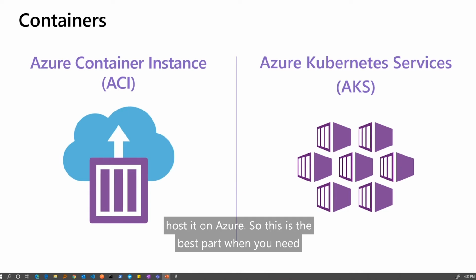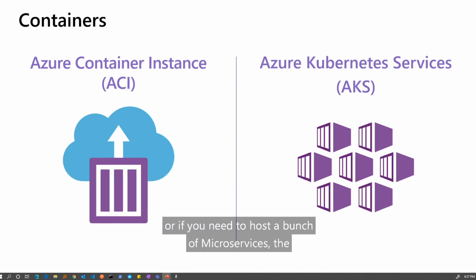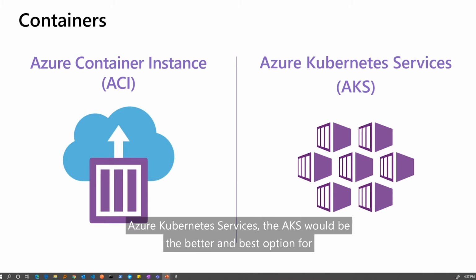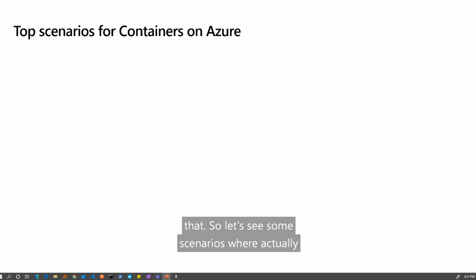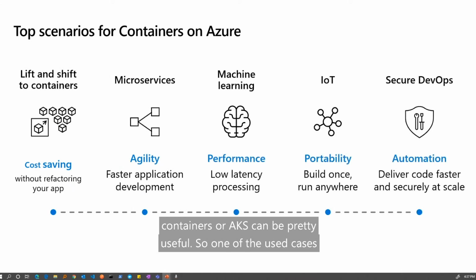on Azure. This is the best option if you need to spin up a container really fast, just for a short period of time, then you may want to make use of Azure Container Instance. And if you need more containers or if you need to host a bunch of microservices, Azure Kubernetes Service, AKS, would be the best option for that. So let's see some scenarios where containers or AKS can be pretty useful.